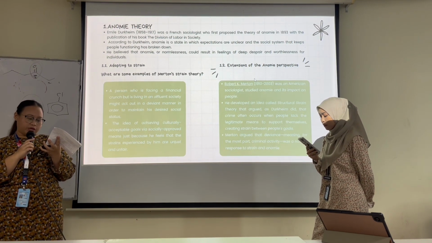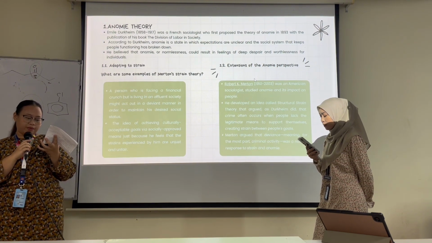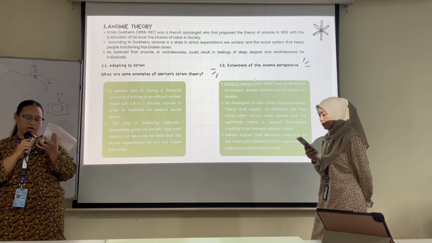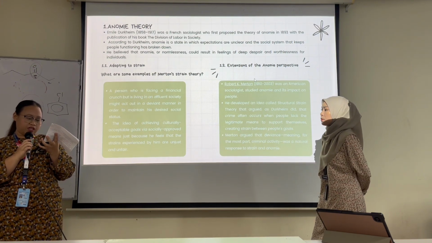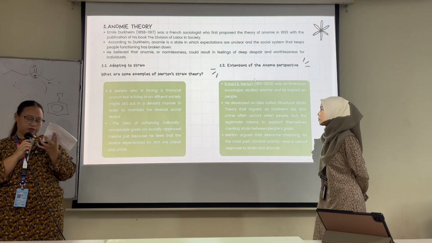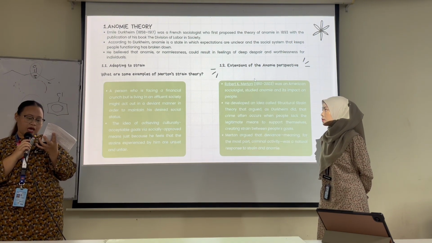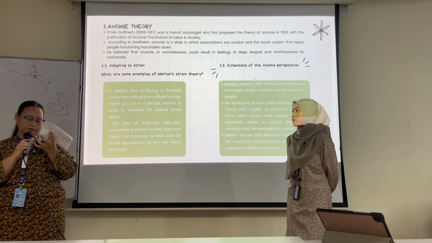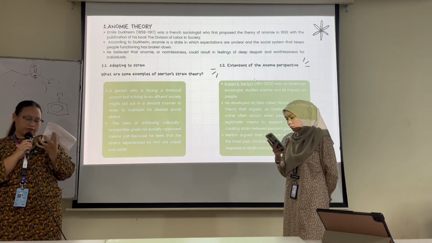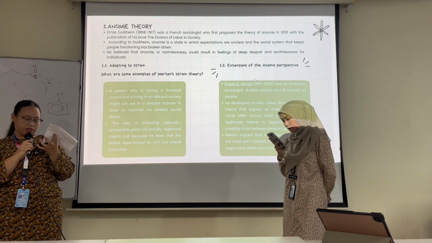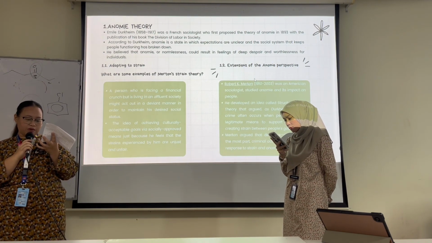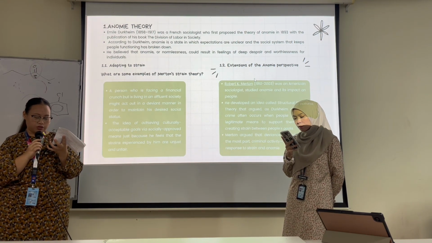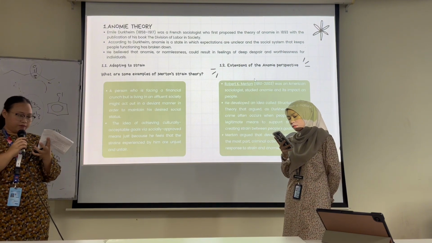So for 1.2, extension of the anomie perspective, Robert K. Merton was an American sociologist who studied anomie and its impact on people. He developed an idea called social strain theory that argued, as Durkheim did, that crime often occurs when people lack legitimate means to support themselves, creating strain between people's goals. Merton argued that deviance, meaning for the most part criminal activity, was a natural response to strain and anomie.